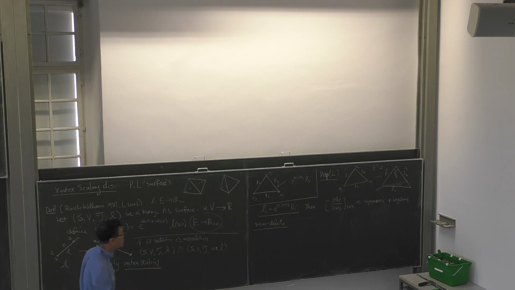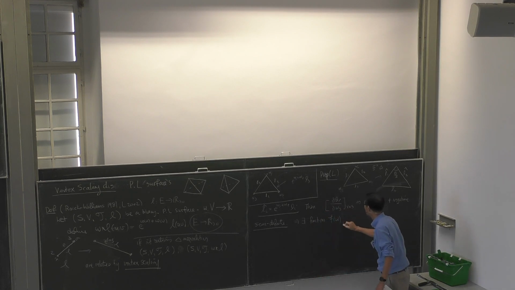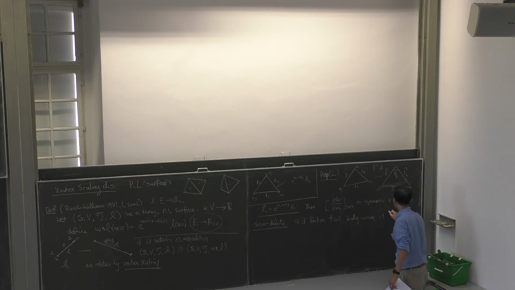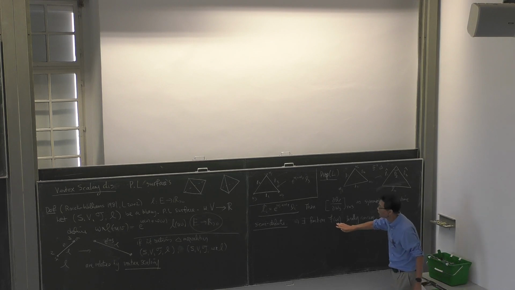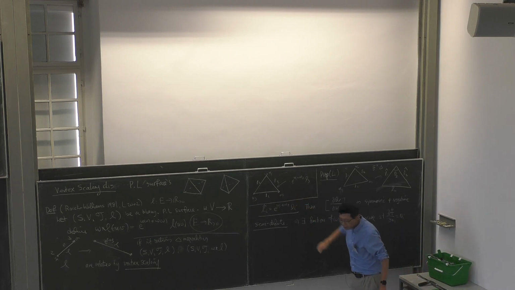So we can now draw the same conclusion as what Duvalier says, that there exists a function f of w on these conformal factors, which is locally concave, such that the gradient is equal to theta. But it's only locally concave because, as we see, the triangle inequality may be violated.